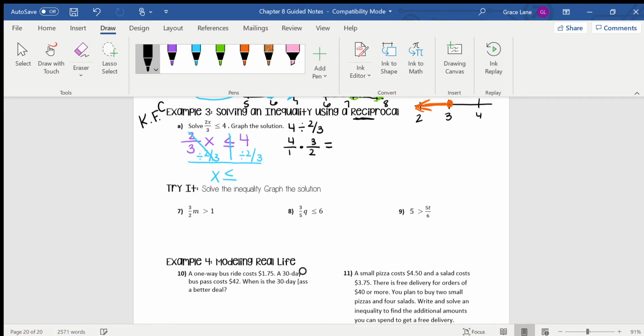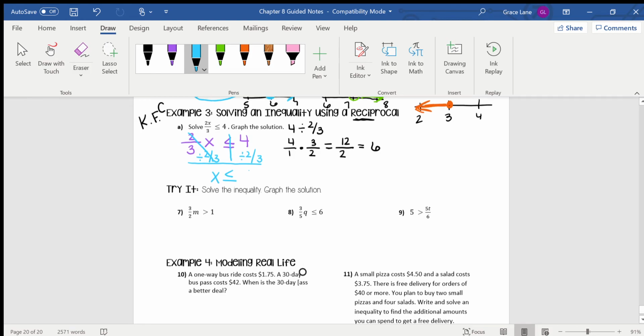When you multiply fractions, you multiply straight across, so 4 times 3 is 12, 1 times 2 is 2. You should see that can be reduced. 12 divided by 2 is just 6. So the final solution is x less than or equal to 6 on a graph. You want to include 6 with the colored in dot, less than going to the left.